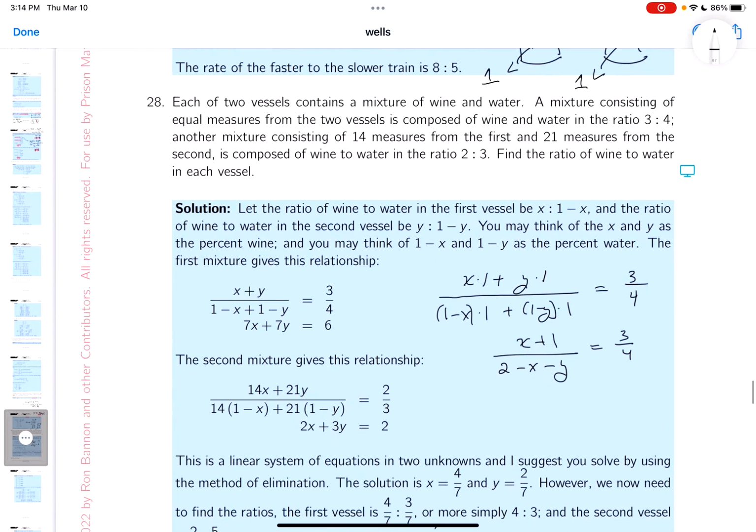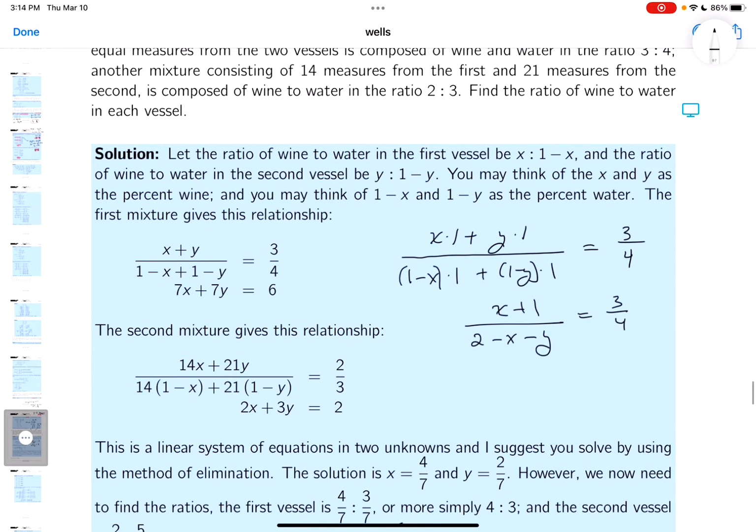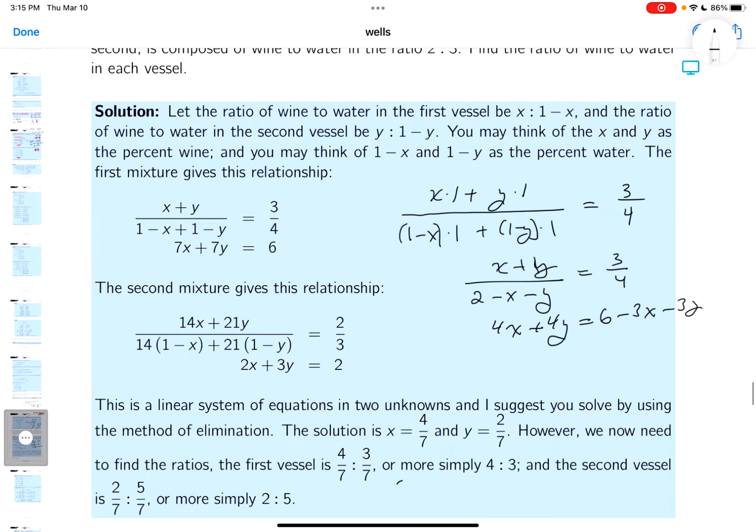I want to simplify a tiny little bit. I'm sorry, that's a Y. This is going to be 4X plus 4Y equals 6 minus 3X minus 3Y. You're going to get 7X plus 7Y is equal to 6.